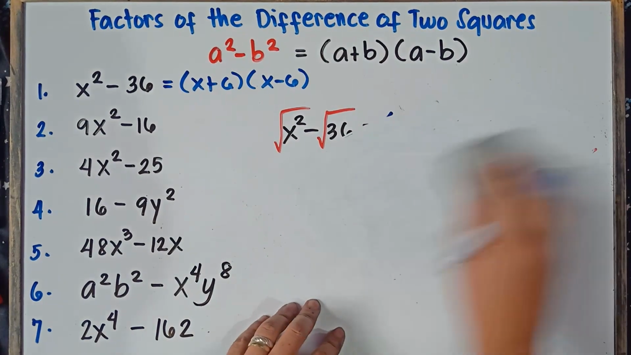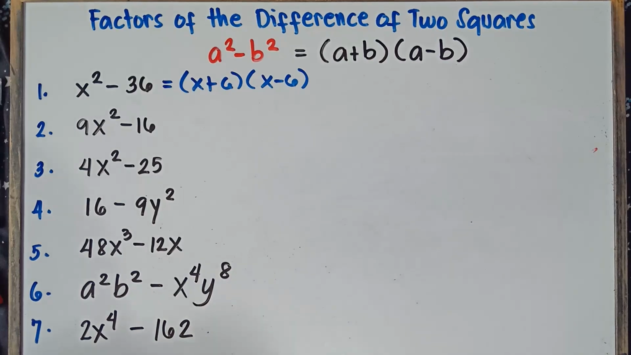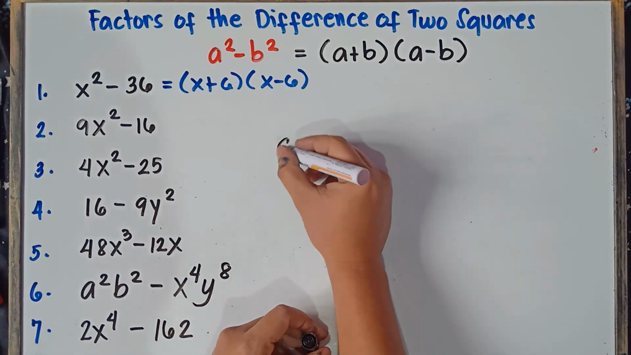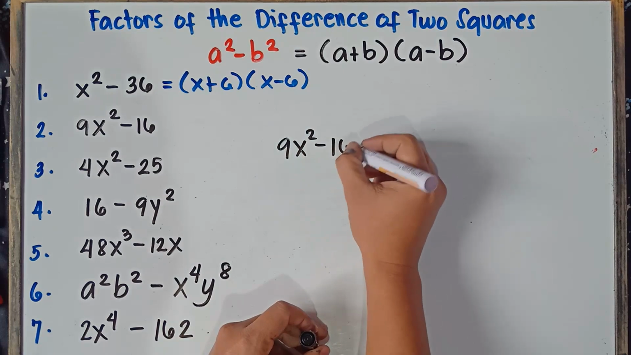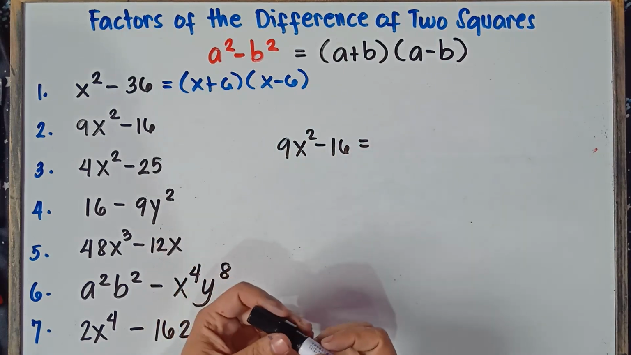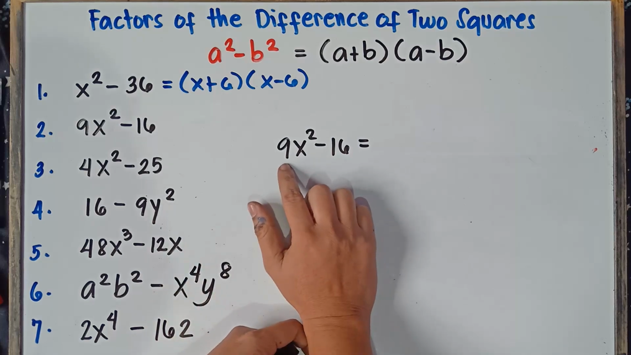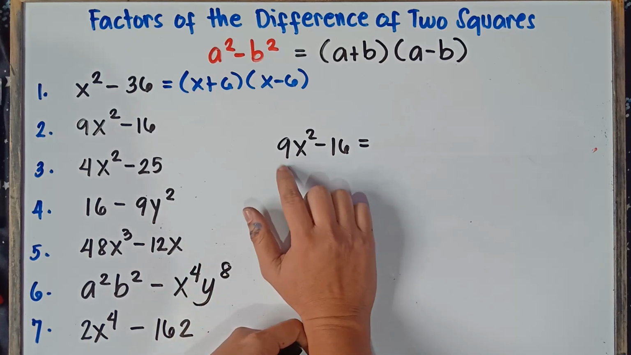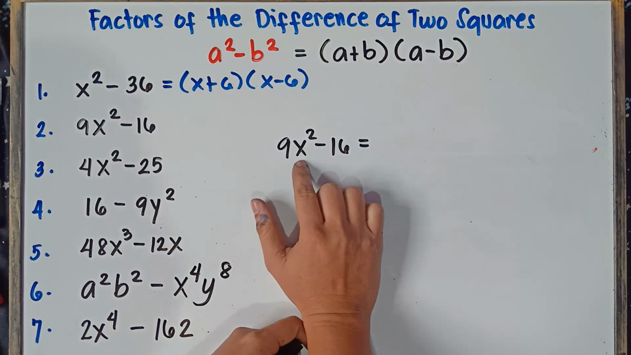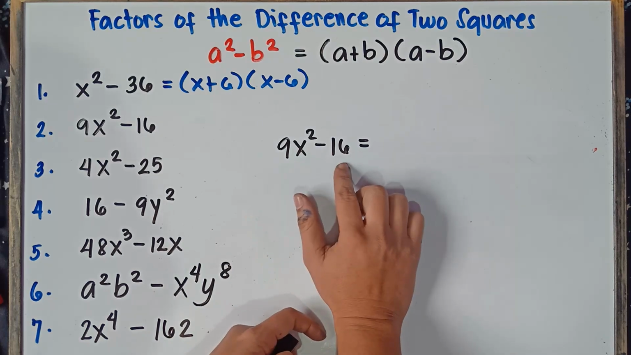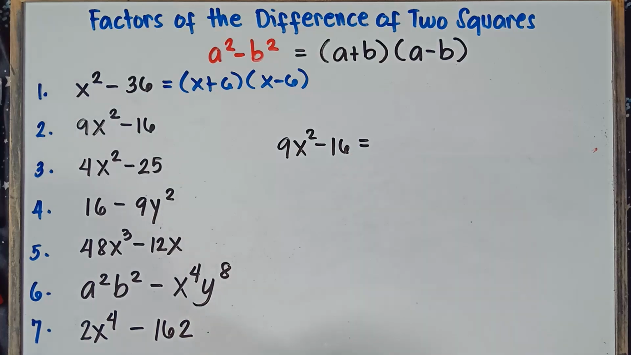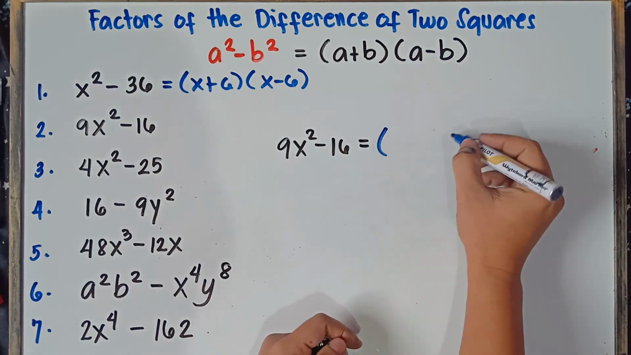Alright, so let's have example number 2. Our given, we have 9x squared minus 16. So once again, class, first step, you check first the given expression. Is 9x squared a perfect square? Yup, 9 is a perfect square, and then x squared is also a perfect square. How about 16? Yup, 16 is a perfect square. So therefore, we need to put two parentheses.